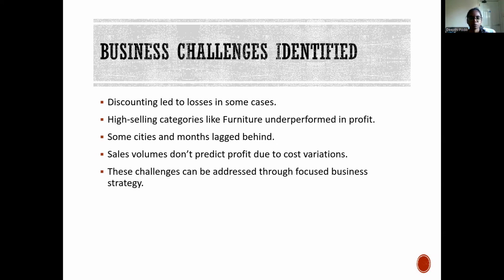And coming to the next slide, that is business challenges identified. This slide summarizes the major problems uncovered during the data analysis. First, high discount levels were frequently linked to negative profit, suggesting pricing issues. Second, certain product categories like furniture have inconsistent margins across regions, and identifying them is the first step towards creating practical and data driven solutions.